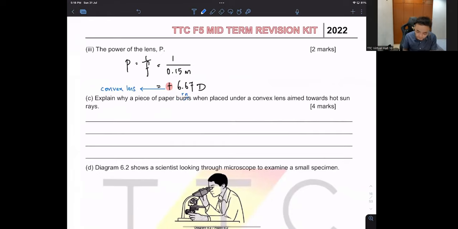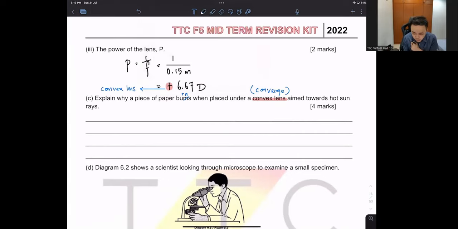Placed under a convex lens, aim towards a hot sun. Now, first thing first, what's a convex lens again? What does a convex lens do? Does it focus or does it diverge? Convex lens is yes. Now, just now, question five, you did more right. The light rays all focused to one point. Converge, correct. So when you converge, what happened?